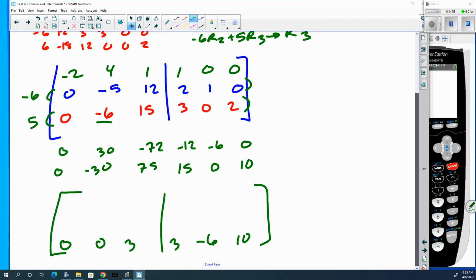Okay, now I'm going to go ahead and get, well, maybe I'll still leave that. I still don't really want to divide by negative 5 because I really don't want fractions. So I'm going to still just kind of leave this for now.